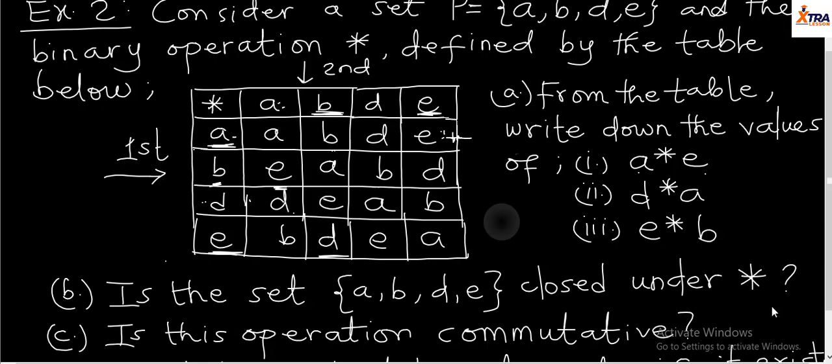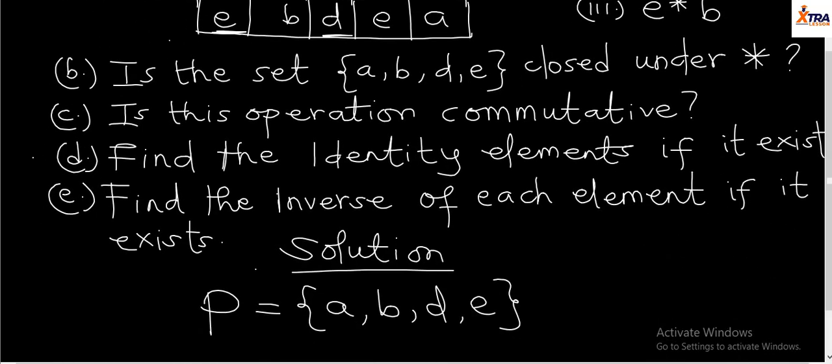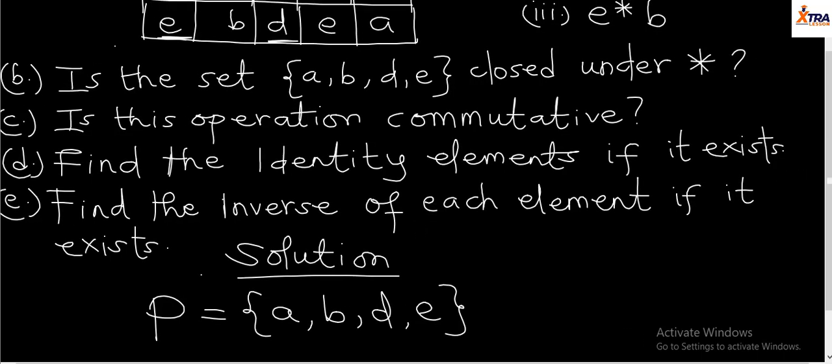We'll be looking at Roman figure 3 and Roman figure 4, section D and section E. In section D, we are asked to find the identity elements of each of the elements of the set if they exist, that is, each of the members of the set if they exist.